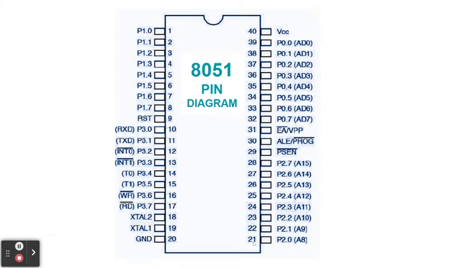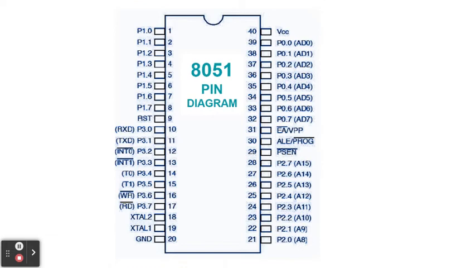On number 21 up to 28, we have port number 2, from port 2.0 up to port 2.7. But port 2 has another function. Aside from being an input-output port, it can also be used as an address. So in other words, these ports have three functions: input, output, and address.